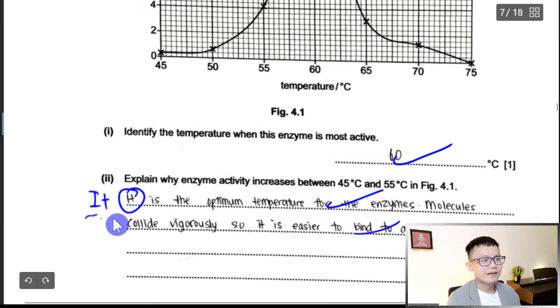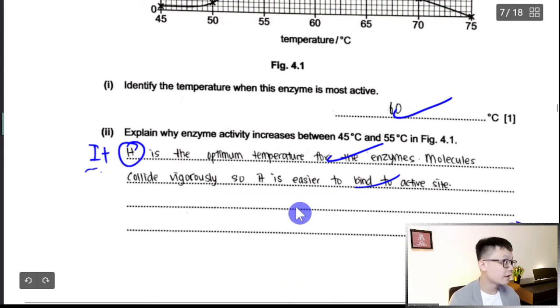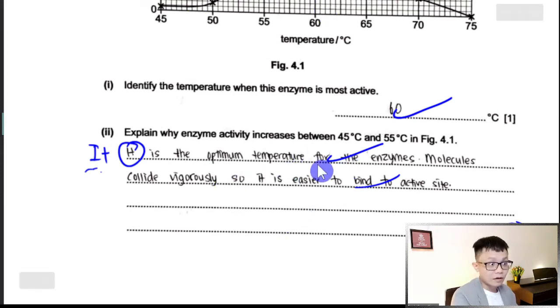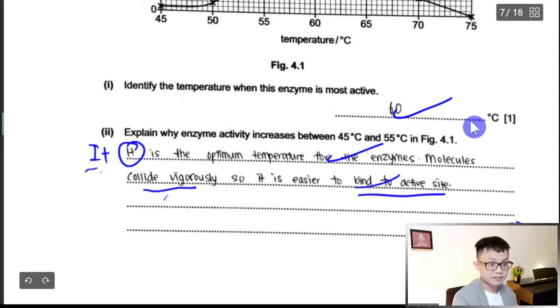Okay, so probably you want to say something like, the enzyme at ambient temperature is blah blah blah. The molecules collide vigorously, so it's easier to bind at the active site. Very good. So you get 2 marks for this question. 1 mark when you talk about gaining energy, and the second mark you can say is the effective collision and easier binding to the active site. One more is to gain energy lah. I just put it here, okay. It gains energy.